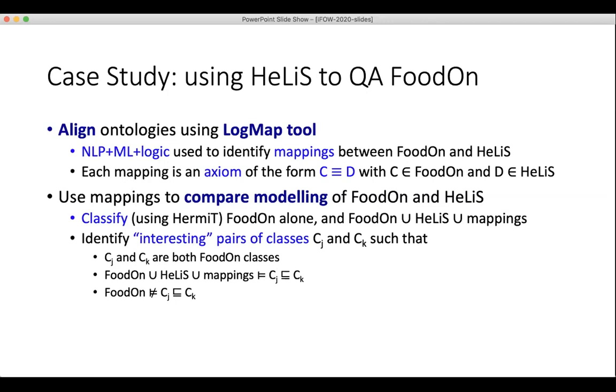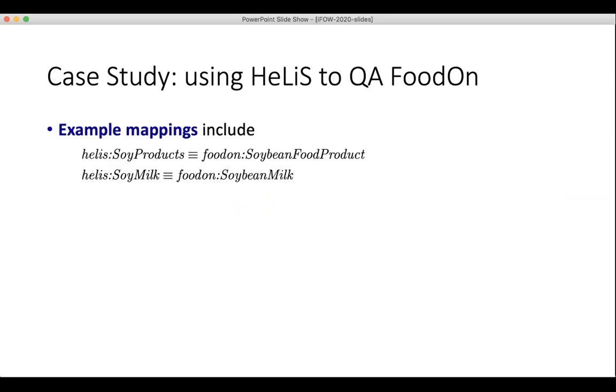that using HermiT. And then we look for cases where we see a subsumption relationship between classes that holds in this combined ontology, but that doesn't hold if we only consider FoodOn on its own. So this suggests that there's some difference in the modeling between Helis and FoodOn.